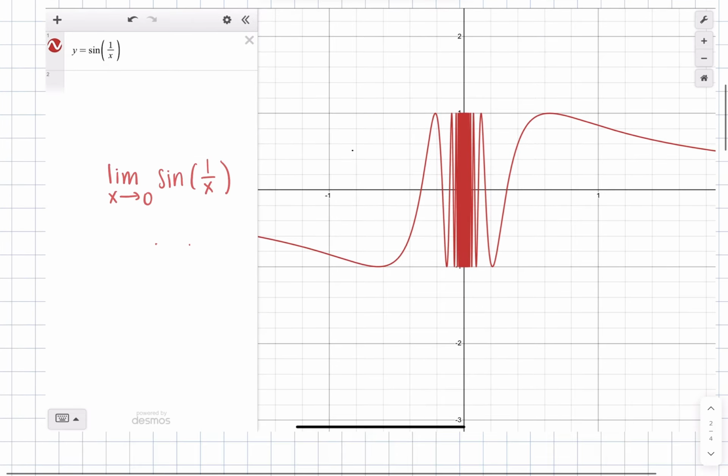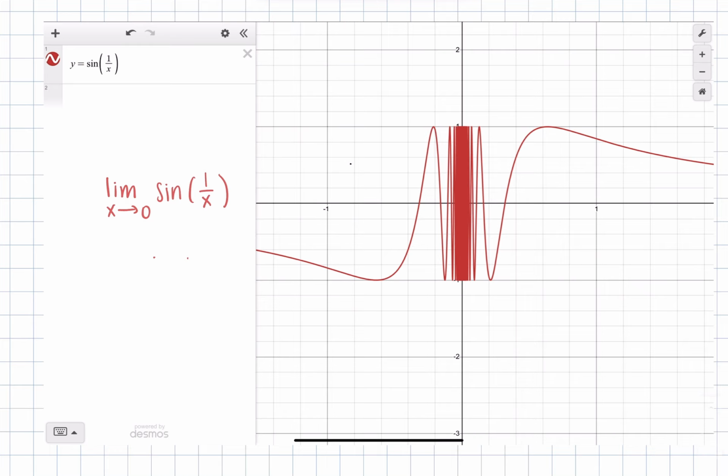Let's look at our last example. Right here, it's asking us, what is the limit as x approaches 0 for the function sine of 1 over x? So we have this oscillating function over here. That's a key word, oscillating. Oscillating means that it keeps bouncing up and down. It's going from 1 back to negative 1, 1 to negative 1, and it keeps going.